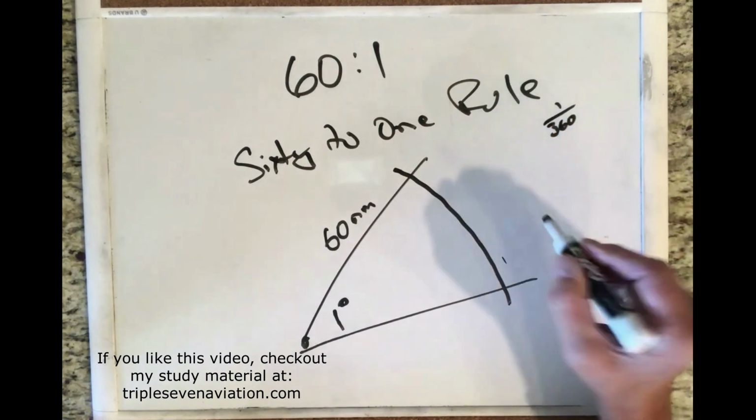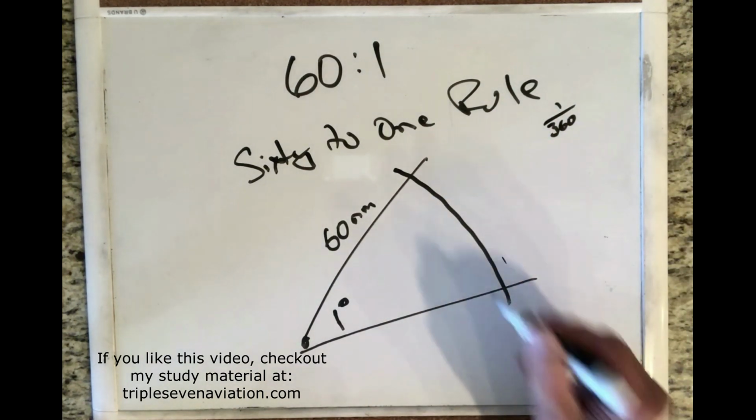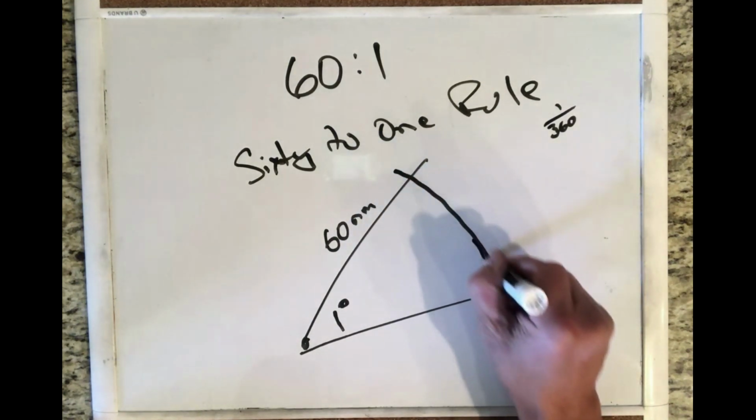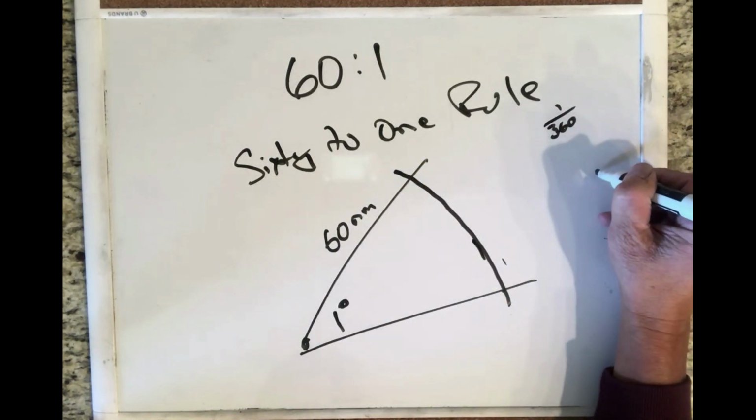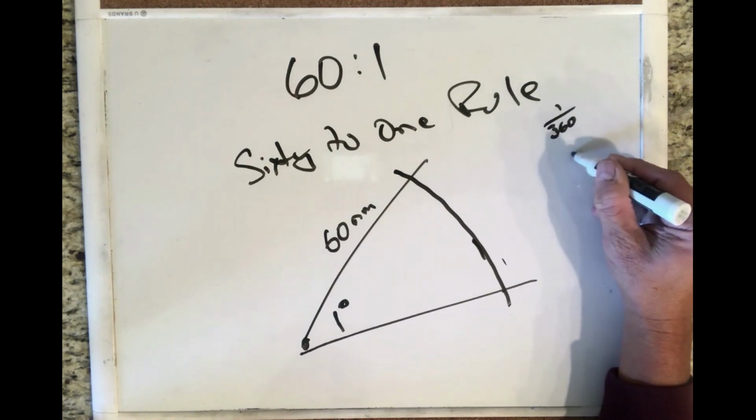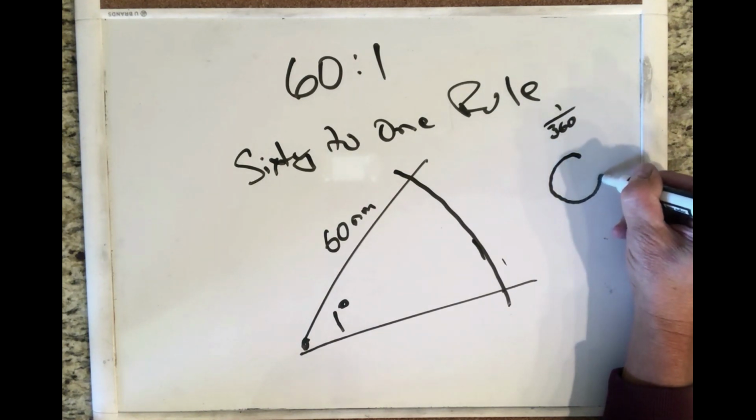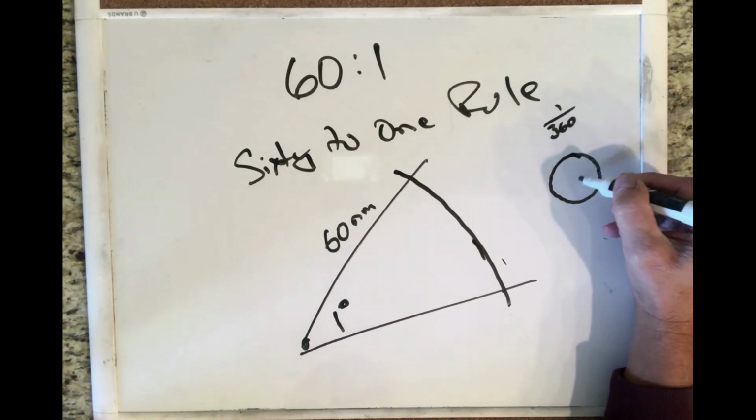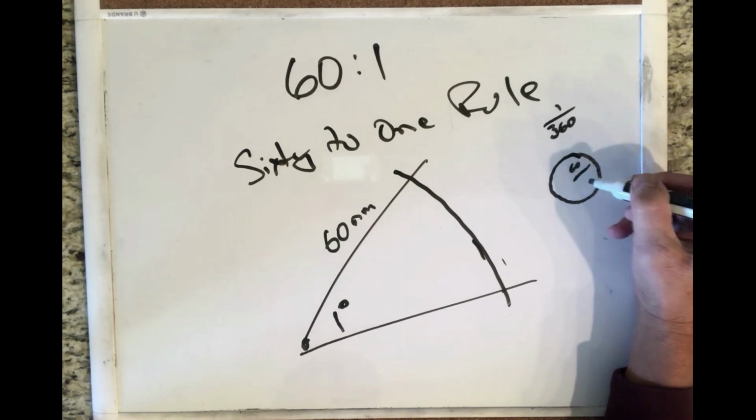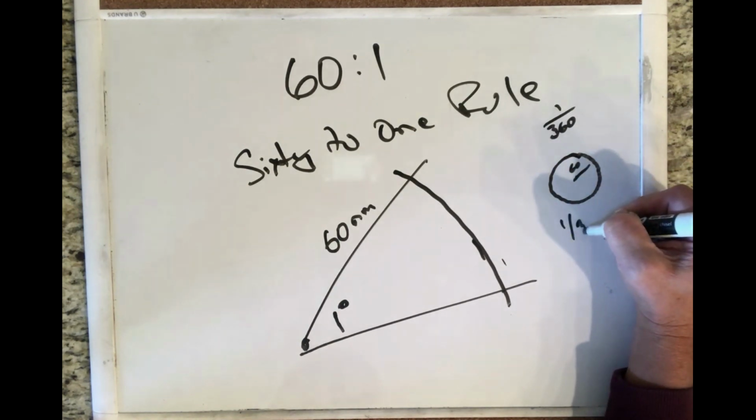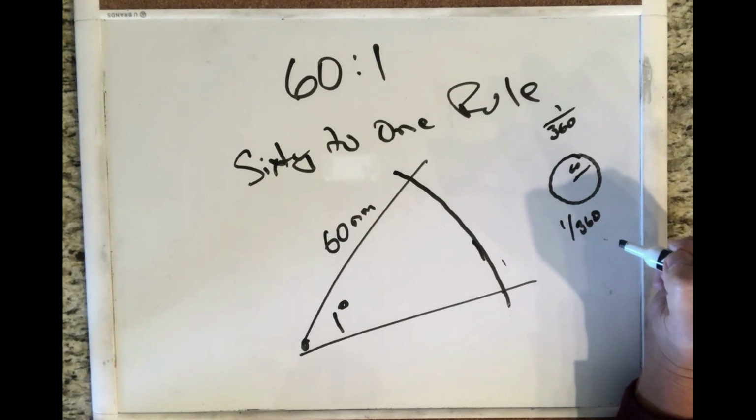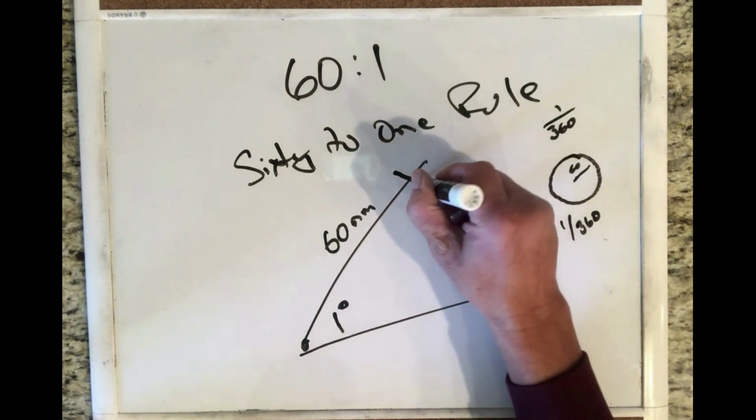or 1/360th, because there's 360 degrees in a circle. This arc length here is 1/360th of an entire circle. So in other words, all we're doing is taking the entire circumference of a circle whose radius is 60 nautical miles, and we're taking 1/360th of that, and that's what we're calling this distance.